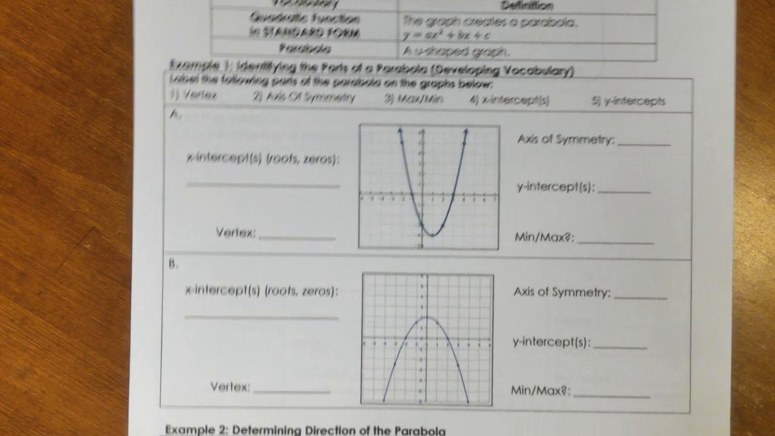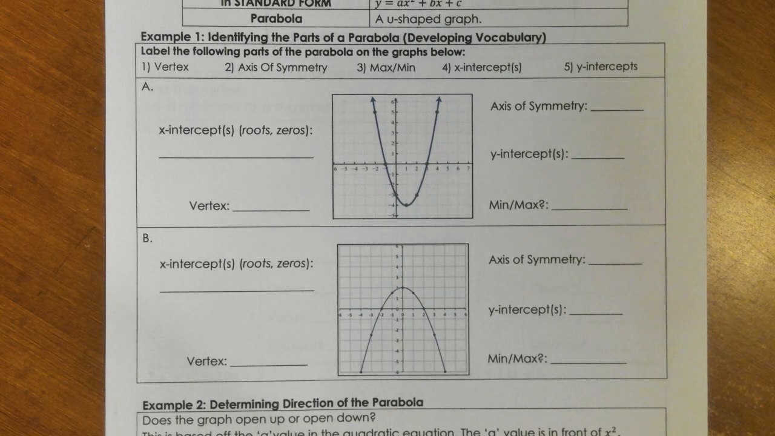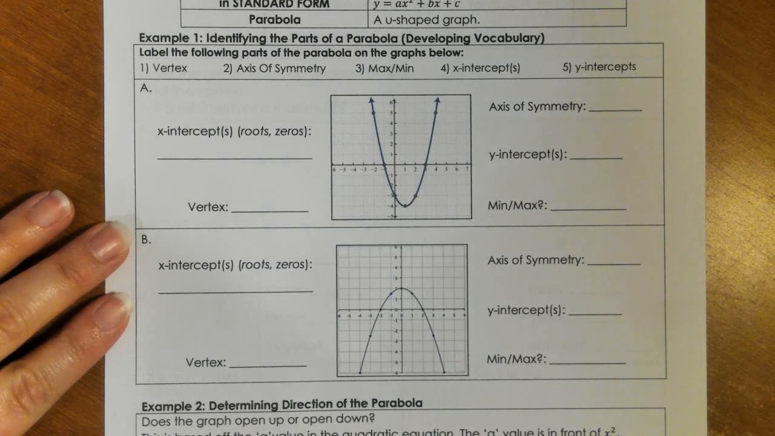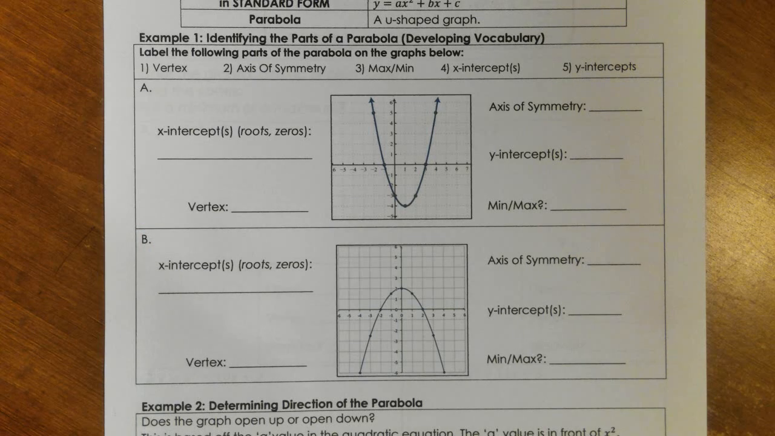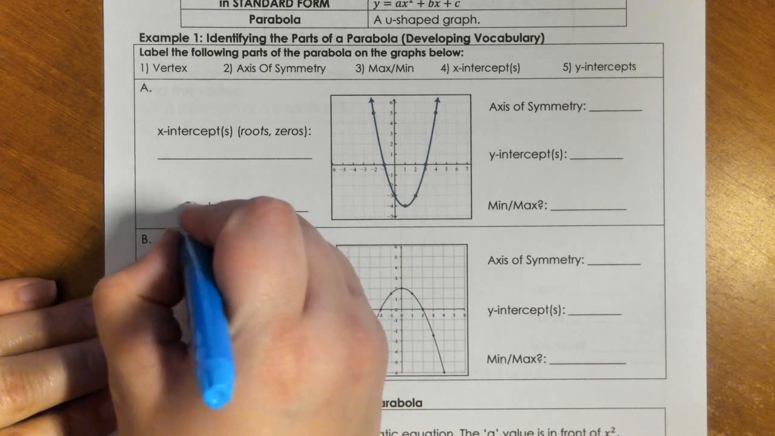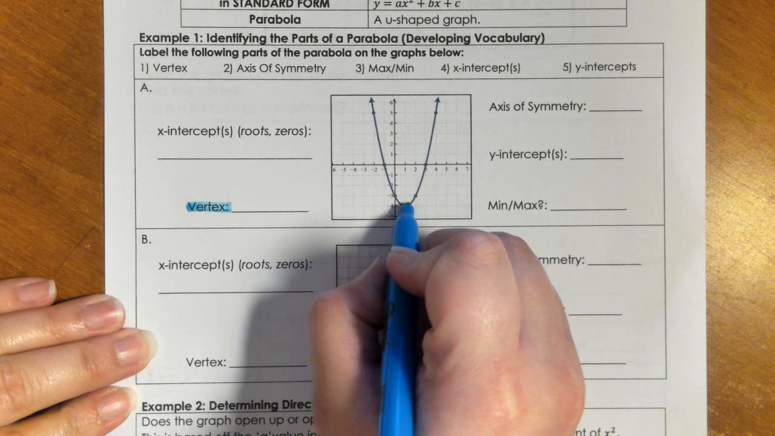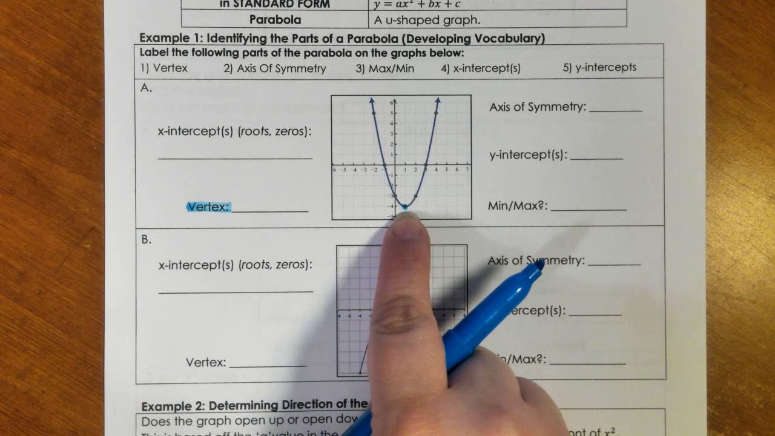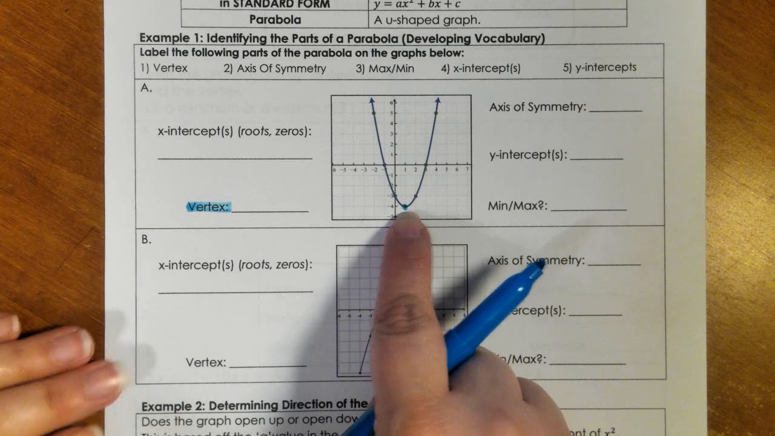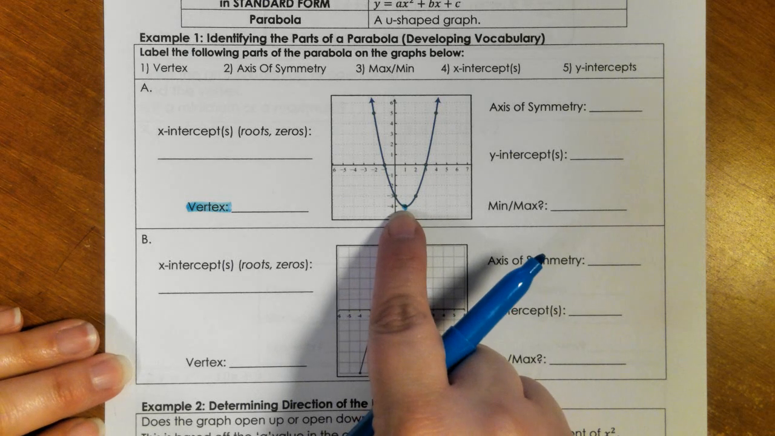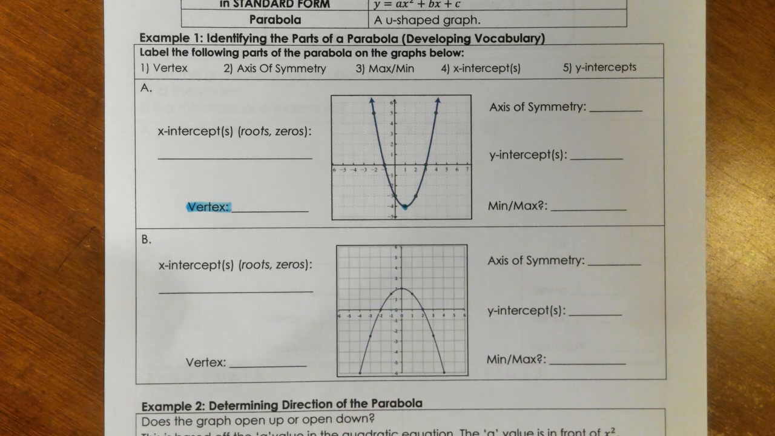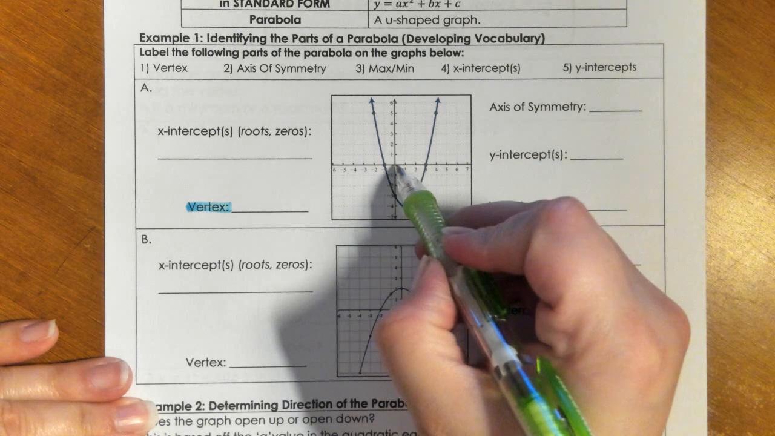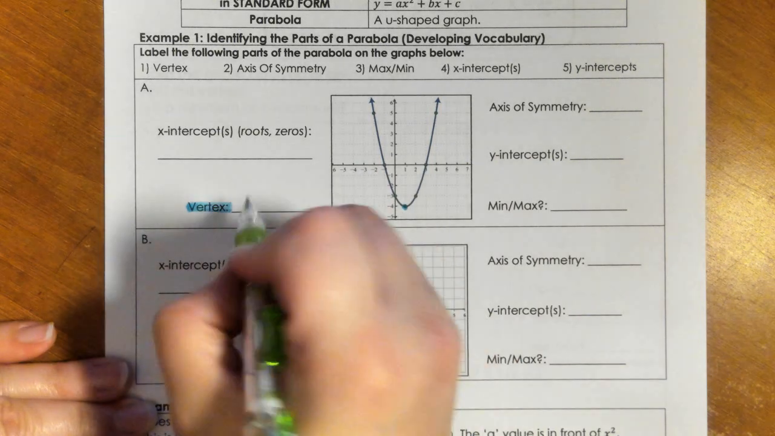Now, there are many parts of a parabola which are listed here in example 1. So first we're going to identify the vertex of the parabola. I'm going to do that in blue. The vertex is down here. The vertex is always the one point that's either the highest or the lowest point of the graph, and it's where that curve is created. So that point would be 1, -4.